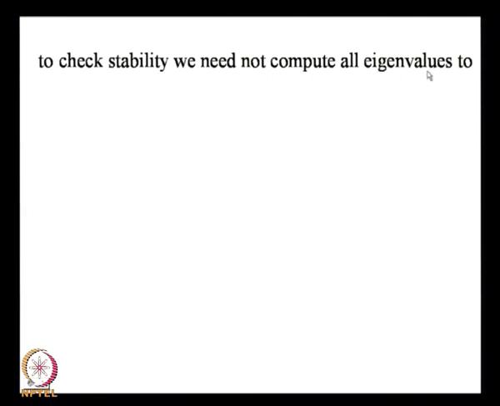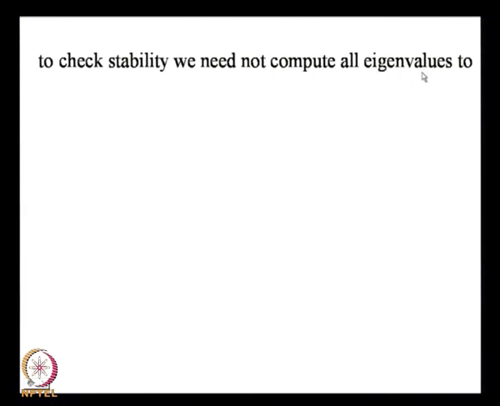But what is of prime importance for us more than the imaginary part? The imaginary part only leads to oscillation. What is of prime importance to us is the real part, whether it is positive, negative or 0. If it is positive, it is unstable. If it is negative, it is stable, and if it is 0, it is neutrally stable. So, we want to do that now, but we want to be a little clever.